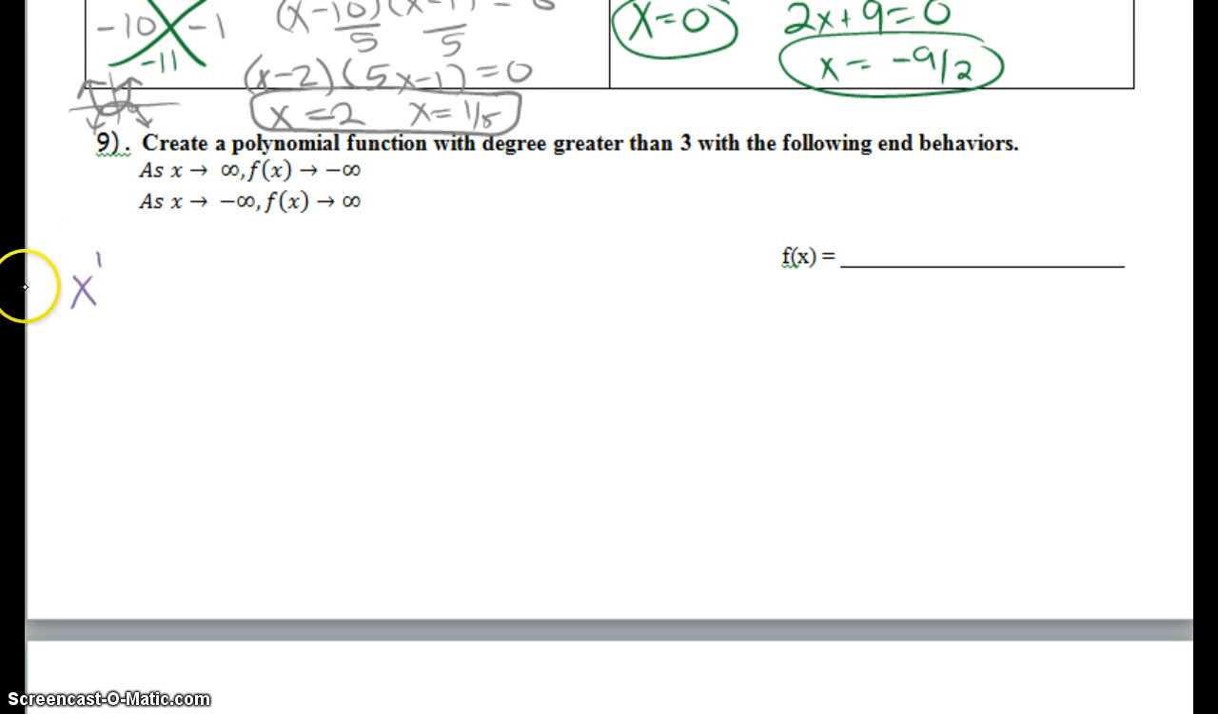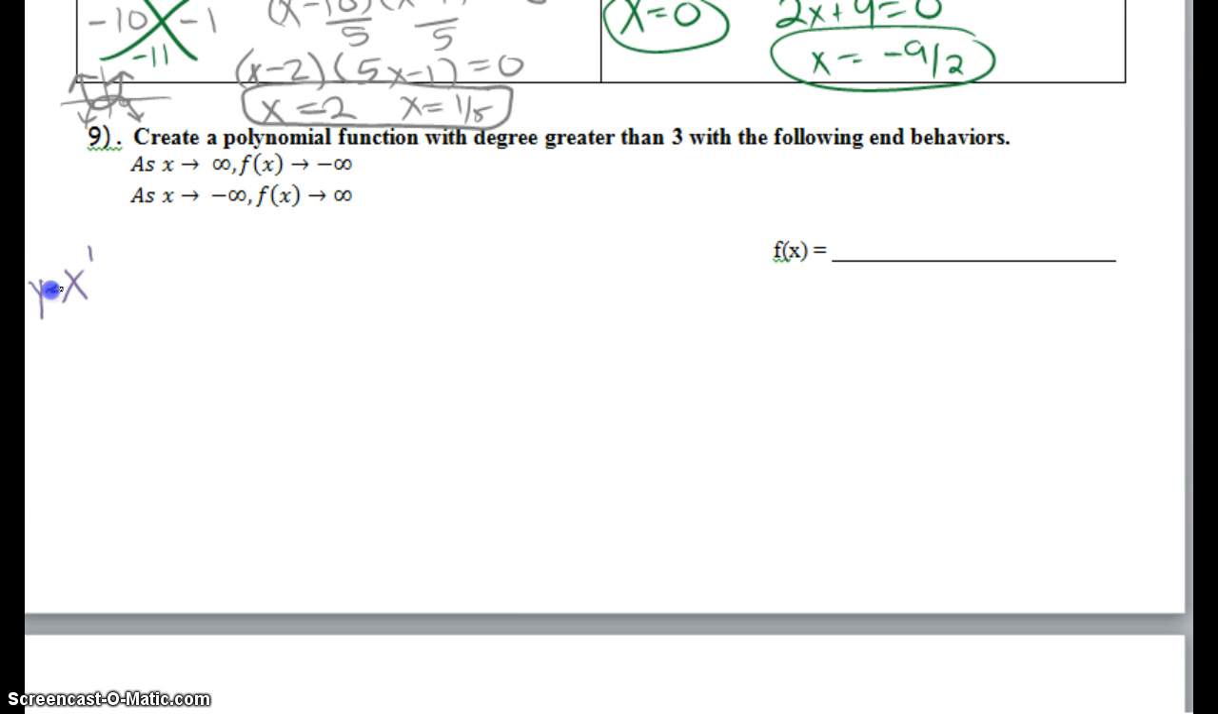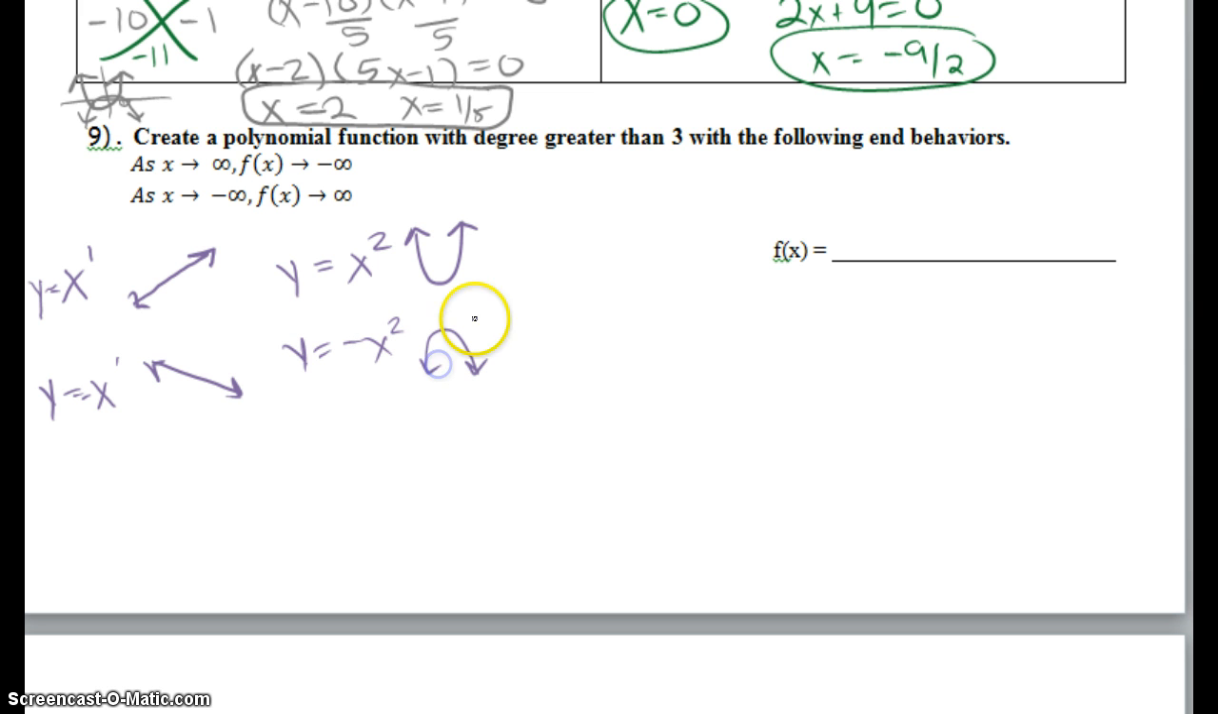X to the first. This is a linear function with a positive slope. So negative x to the first power is going to look like that. Negative slope. X squared, we all know, is our friend the parabola. Y equals negative x squared is a parabola that faces down. He's so sad.